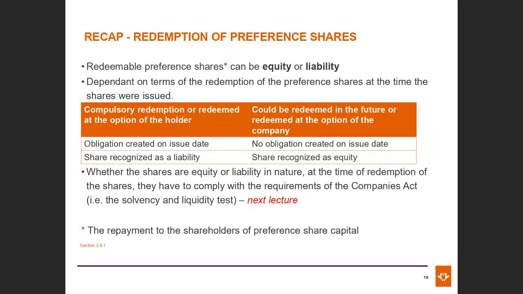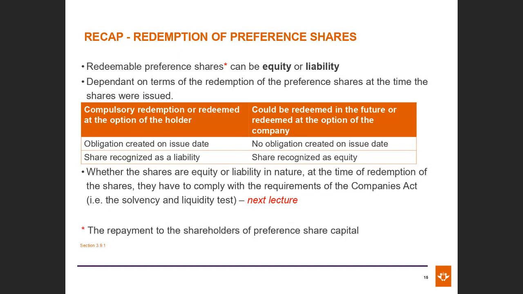So when we have redeemable preference shares that are compulsorily redeemed or redeemed at the option of the holder, an obligation is created on the issue date. So when we have an obligation created on the issue date, these redeemable preference shares are going to be recognized as a liability. Okay, so when we have preference shares that are redeemed at the option of the holder, then an obligation is created, meaning this is meeting the definition of a liability. So this preference share will be recognized as a liability.